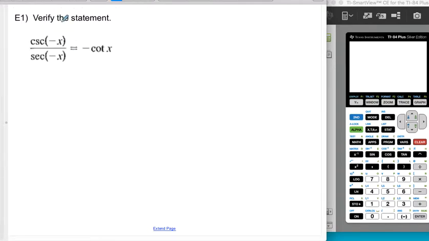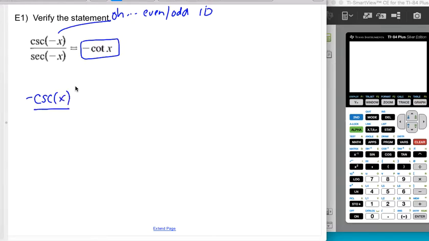So I see this negative inside, and my brain says, oh, this is an even-odd identity, when I put a negative in. Remember, the only even trig functions are secant and cosine. So when I rewrite this, I'm going to leave this guy as my locked box that I'm not going to change. I'm going to rewrite this cosecant of negative x as a negative cosecant of x.